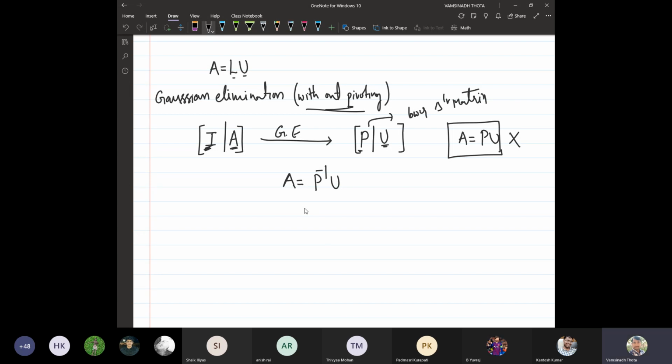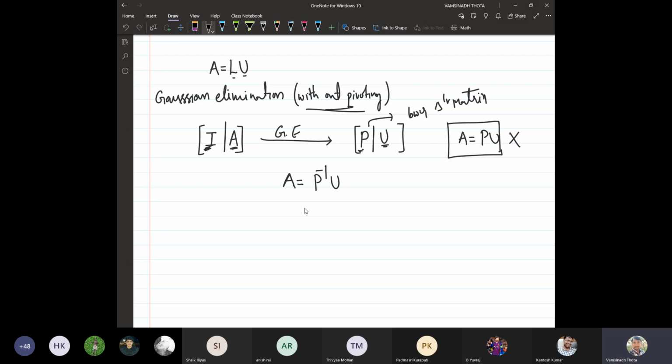So A can be written as P inverse times U. P is a lower triangular matrix. Then what about its inverse? Whether the inverse is also a lower triangular matrix? Of course, yes. If P is a lower triangular matrix, then its inverse is also a lower triangular matrix.